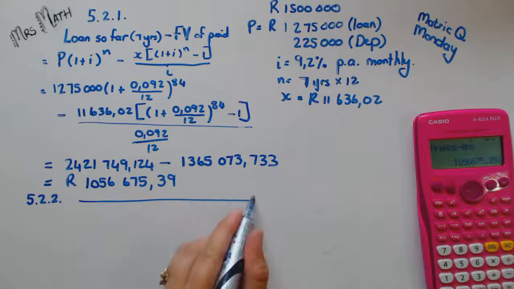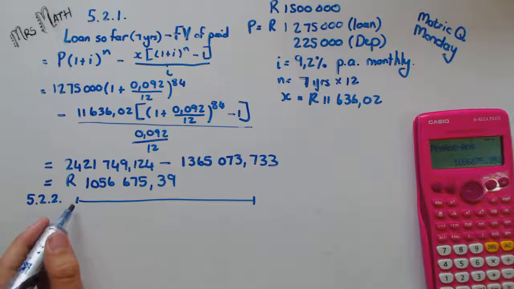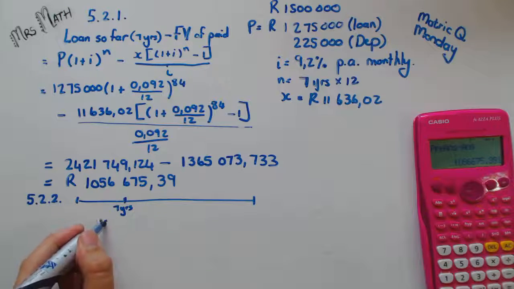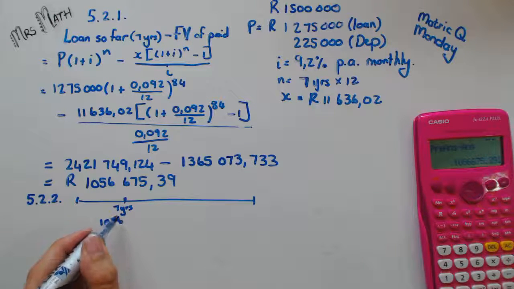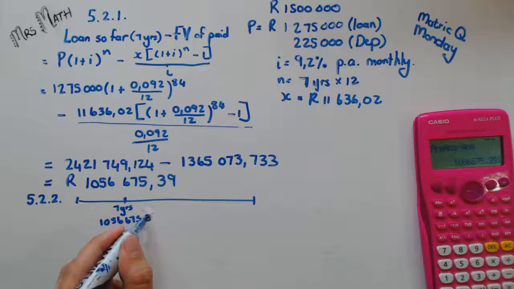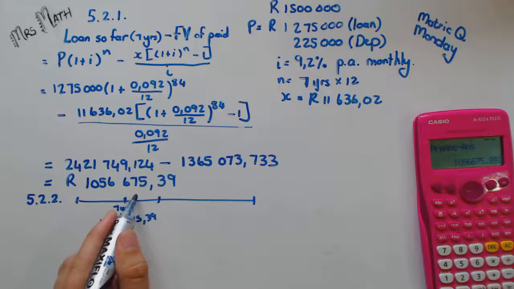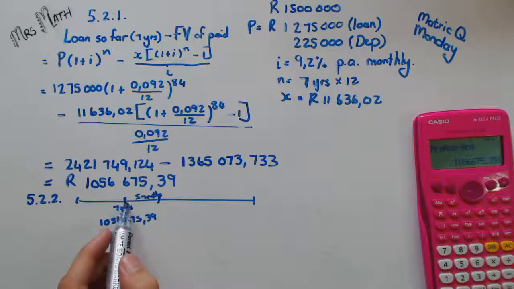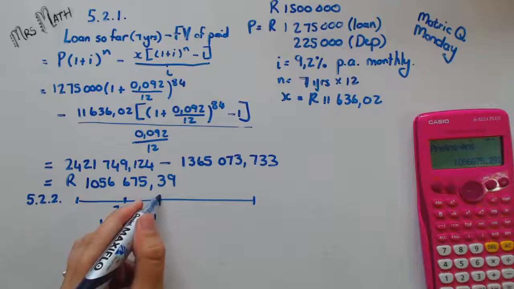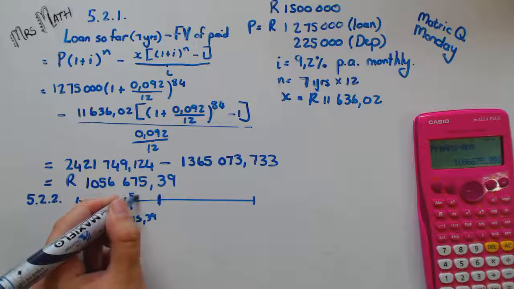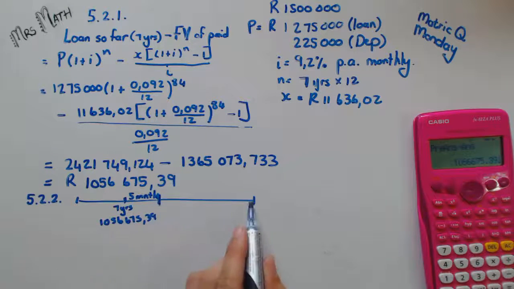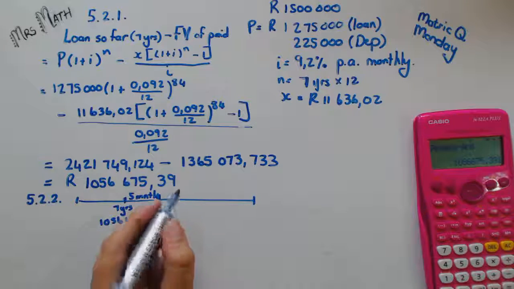Okay, so he had a loan for 20 years. Now, after 7 years, his outstanding amount is now 1,056,675.39. Then for 5 months, he didn't make an installment. But obviously, just remember the loan is still going to accumulate interest for that period. It's not going to stand still. So for 5 months, it's going to accumulate interest, and then he has basically 12 years and 7 months.